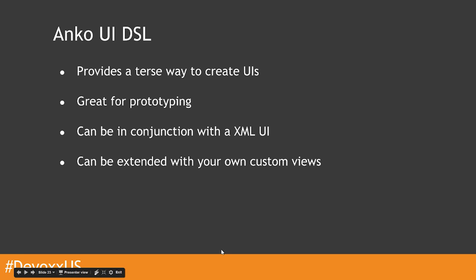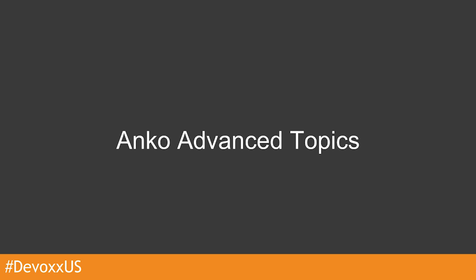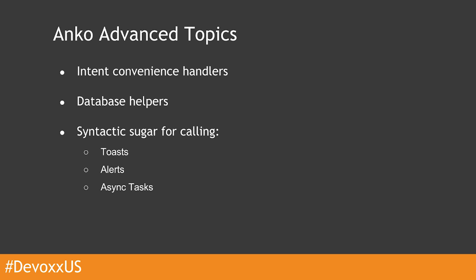Here's a smaller example of just a button and a text. And the thing that you see here at the bottom with the on-click and the toast is that Anko has extensions to allow you to do on-click listeners and toast messages and things like that. This is actually the part that I've used Anko a lot for, injecting a quick toast. Some of this stuff right here, being able to do intents and alerts and async tasks and things like that.